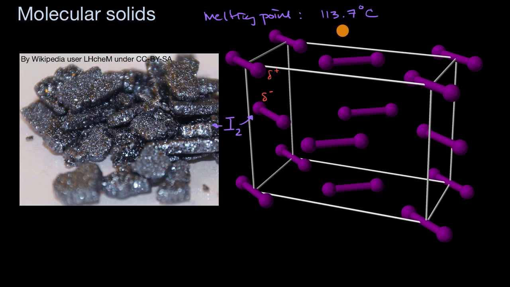Pause the video and think about that. Well, in order to be conductors of electricity, somehow charge needs to move through the solid. And unlike metallic solids, you don't have the sea of electrons that can just move around. So these tend to be bad conductors of electricity.